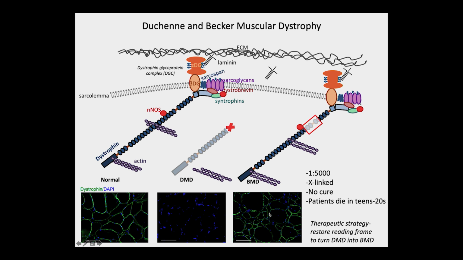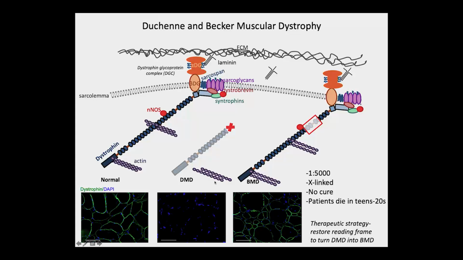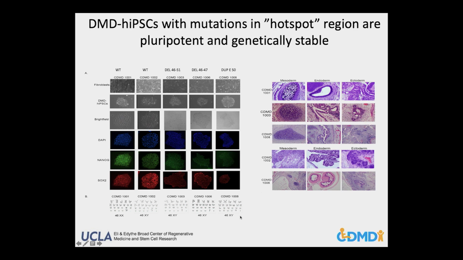I don't know how well you can see this, but this is a cross-section of muscle, and you can see the beautiful lining of the muscle. You can see dystrophin-positive staining in normal, and no dystrophin in DMD. In Becker, you have restored dystrophin, albeit not completely 100% back to wild type, but you do restore levels of dystrophin that are thought to restore some functional gain. So a lot of groups are thinking about therapeutic strategies that utilize this allelic disease Becker to restore the reading frame, to turn a Duchenne into a Becker.